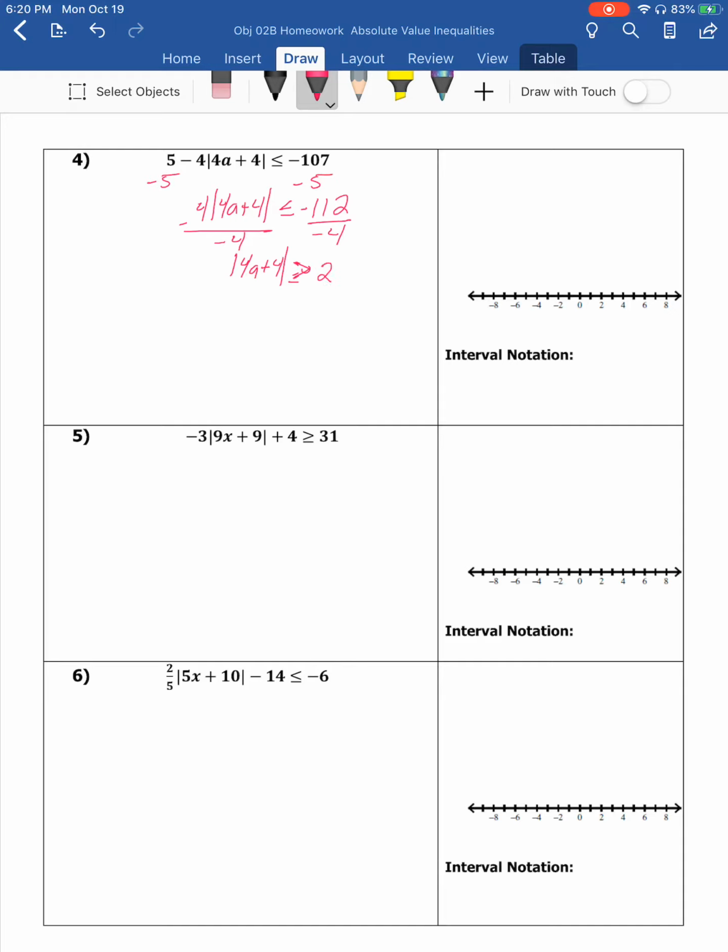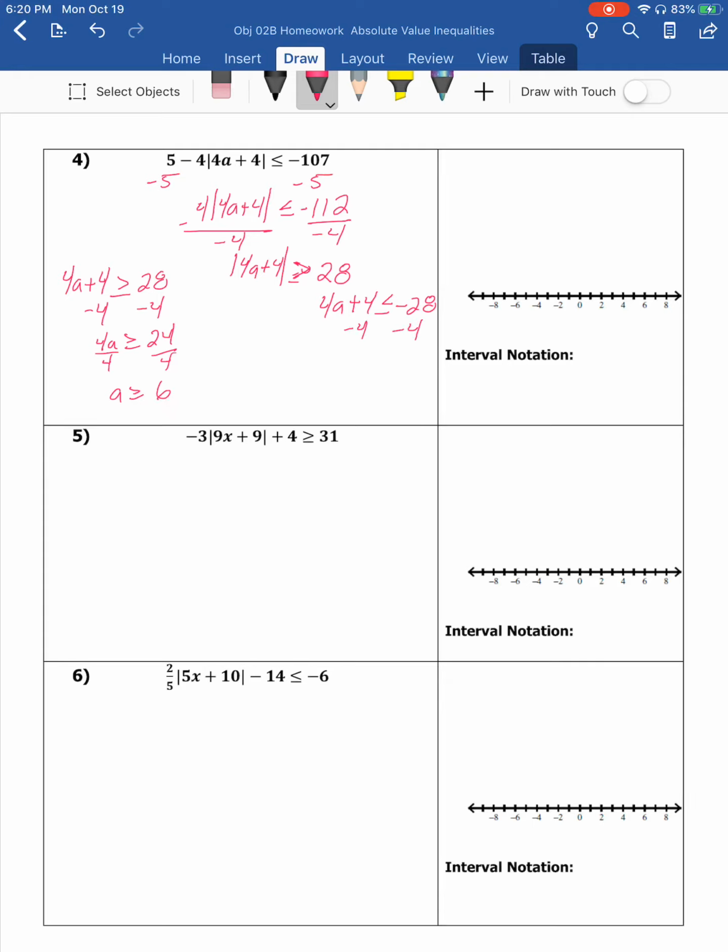Yeah, positive 28. Okay, I don't have any nonsense over here. I don't have any negatives, so I'm just going to go through and solve it twice. So I have either 4a plus 4 greater than or equal to positive 28, or I have 4a plus 4 is less than or equal to negative 28. Subtract 4, 4a is greater than or equal to 24. Divide by 4, divide by 4, a is greater than or equal to 6.